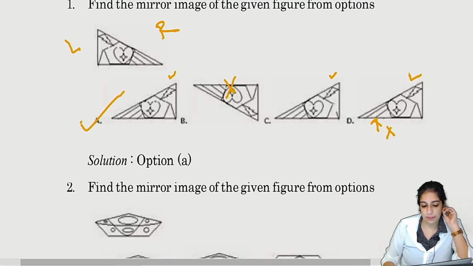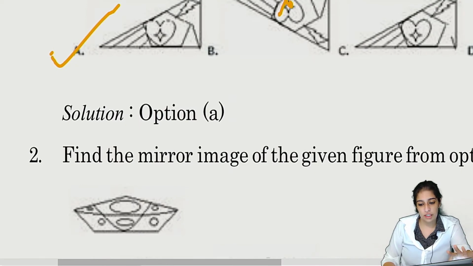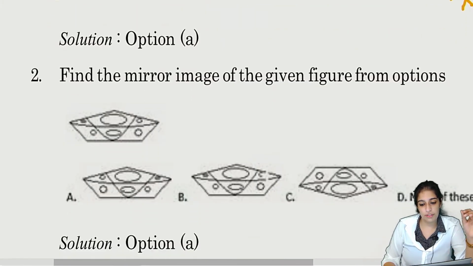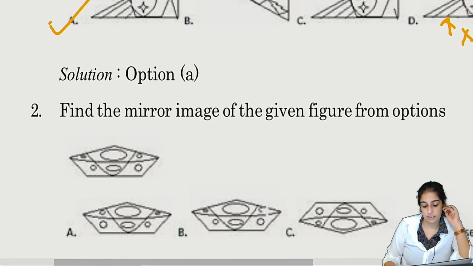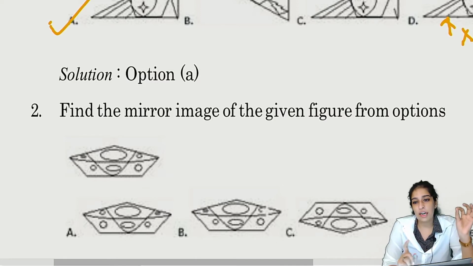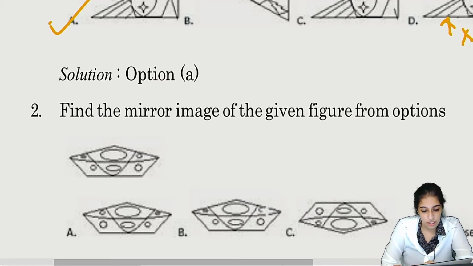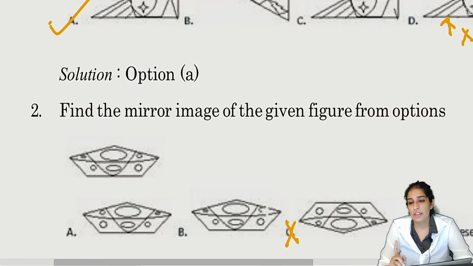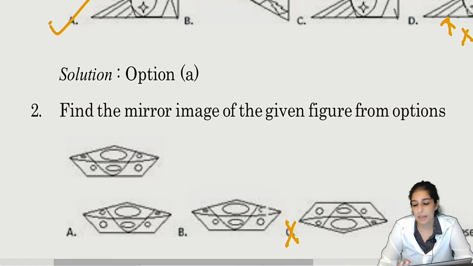Let's go to the next one. Again we are going to break it down. Find the mirror image from the given figures. Again ऊपर का ऊपर ही रहेगा, that part will not change, only left becomes right. So now it cannot be C because the whole figure is upside down. When you see yourself in the mirror, do you see yourself upside down? Obviously not. Only the left part becomes the right part. That's it.